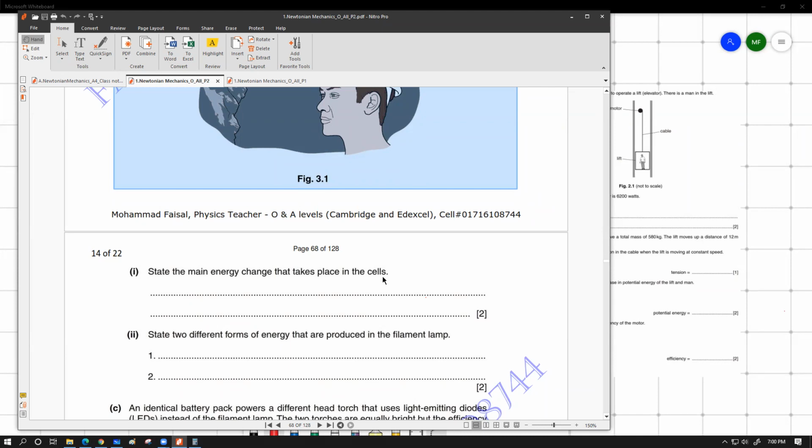I understand, sir. Okay, fine. It says two different forms of energy that are produced in the filament lamp: light, heat.